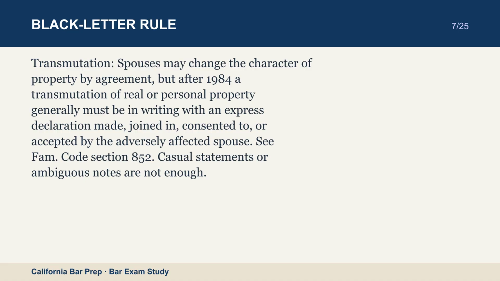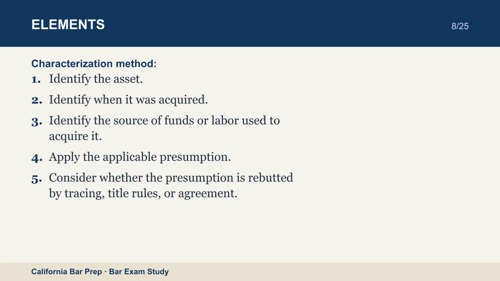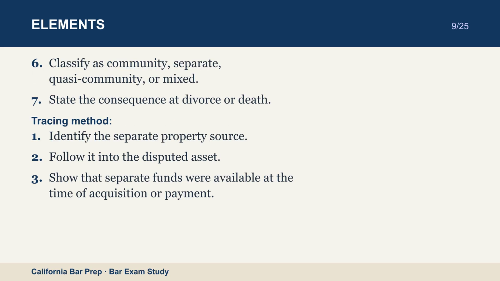Characterization method. Identify the asset. Identify when it was acquired. Identify the source of funds or labor used to acquire it. Apply the applicable presumption. Consider whether the presumption is rebutted by tracing, title rules, or agreement. Classify as community, separate, quasi-community, or mixed. State the consequence at divorce or death.